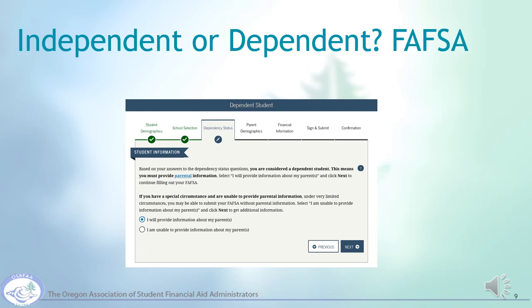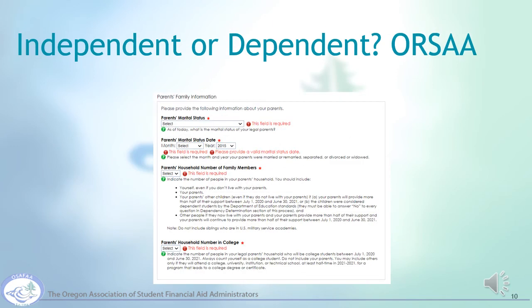If a student answers yes to the questions, the student will be given the option to provide parental information. However, it is not required. Unlike the FAFSA, the ORSAA will not allow a dependent student to move forward without parent information. If the student does not have parent information at this point, they should save their ORSAA and log out. Students can log back in later to provide parent information.